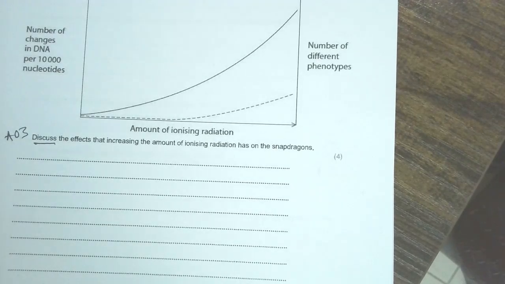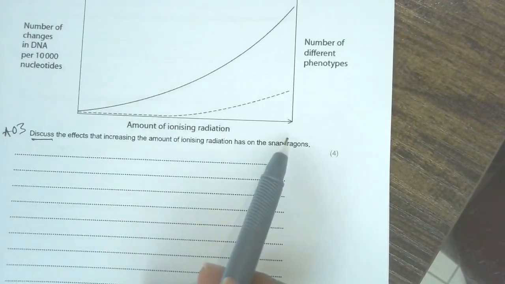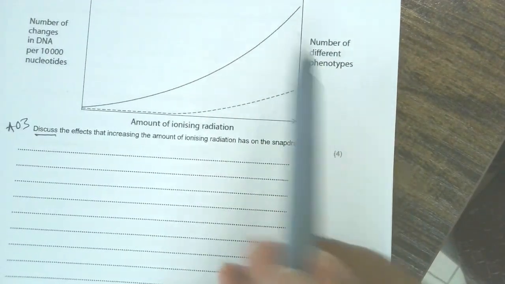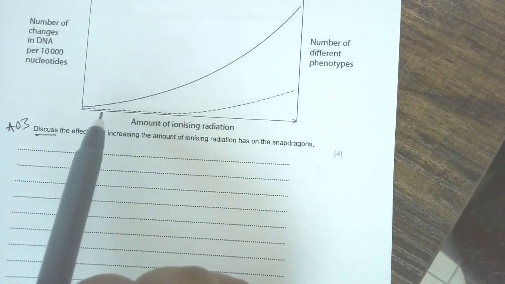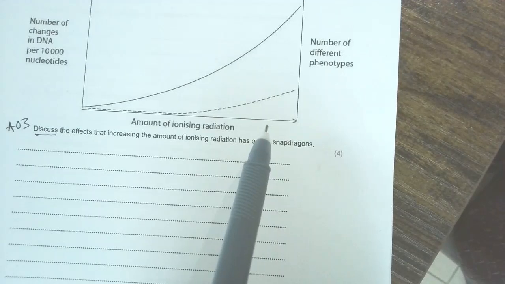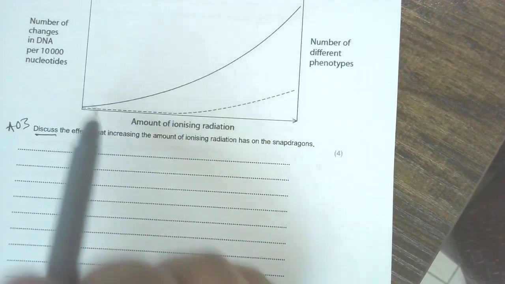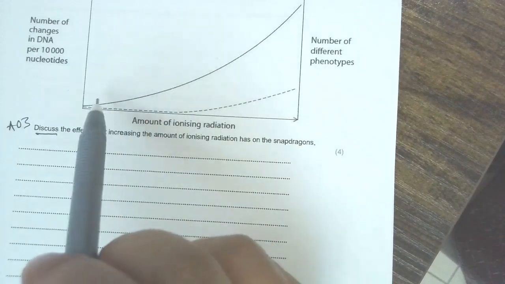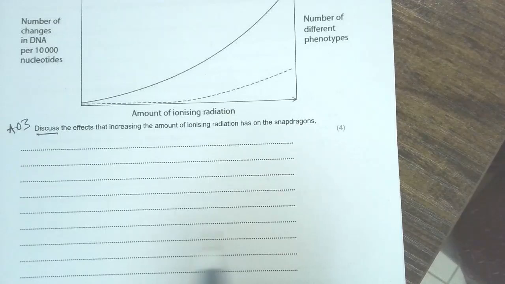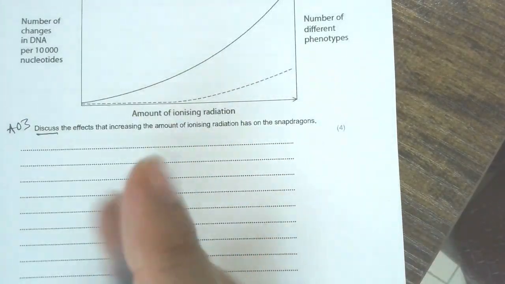So, amount of ionizing radiation as it increases. We've got two things here, the number of changes in DNA and the number of different phenotypes. To be honest, as you increase the amount of ionizing radiation, what happens to these two things? They both increase. So let's start with the obvious. Let's state the first thing that we can see, the pattern, the lines, yeah?